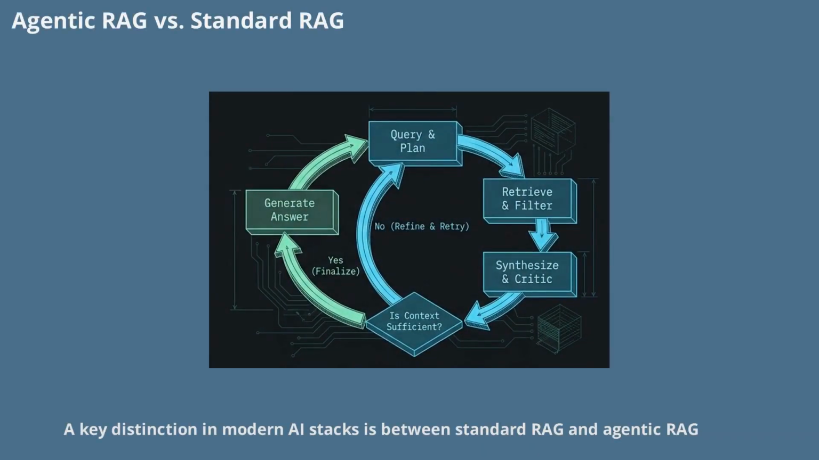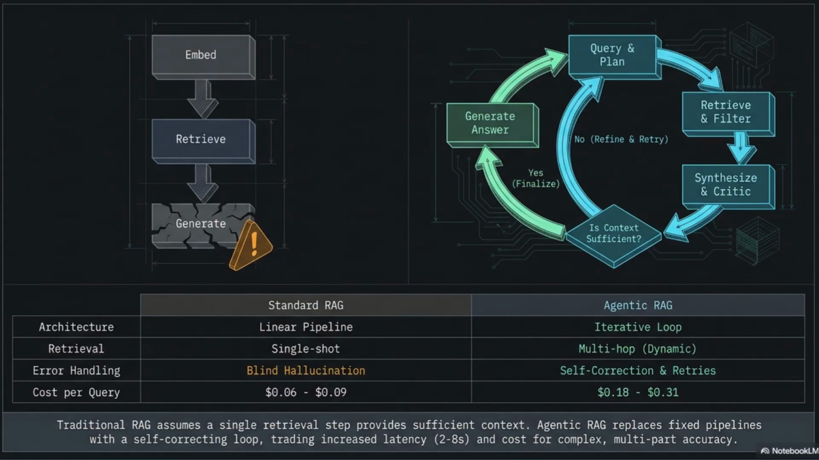A key distinction in modern AI stacks is between standard RAG and agentic RAG. Standard RAG operates as a linear pipeline. A query is retrieved, context is fetched, and a response is generated. Agentic RAG, by contrast, uses an iterative loop. This means the agent can self-correct, retry, and dynamically adjust its retrieval strategy. While this approach increases latency and cost, it delivers much higher accuracy for complex, multi-part queries. Understanding this trade-off is essential for designing systems that balance speed, cost, and reliability.